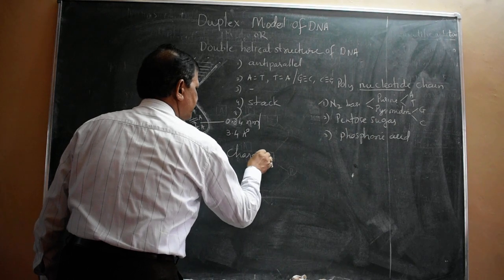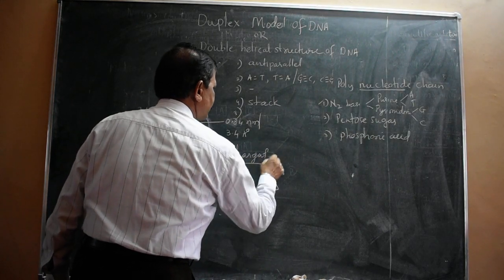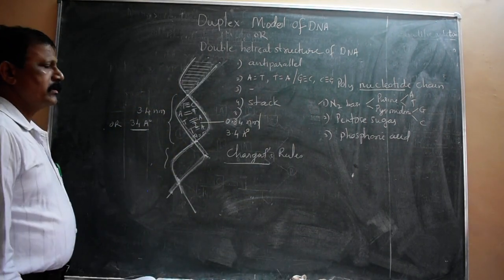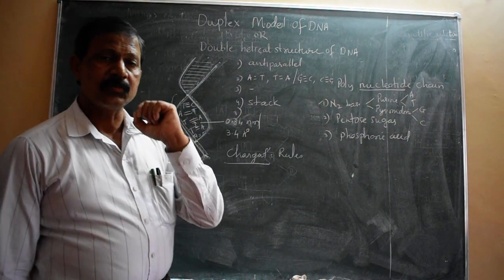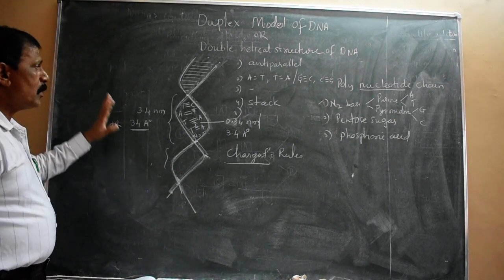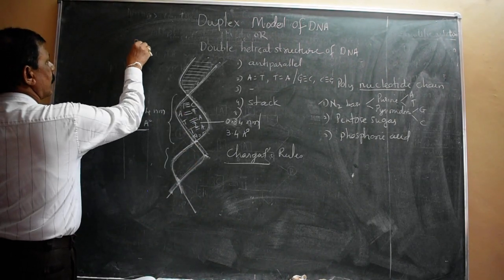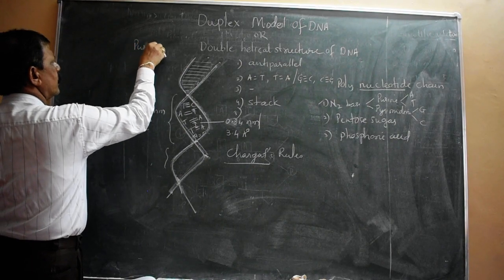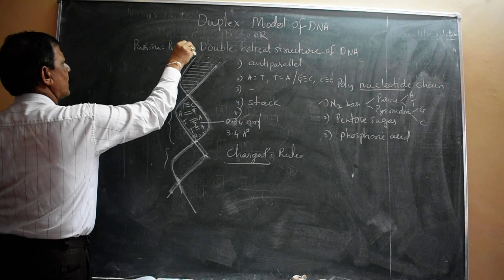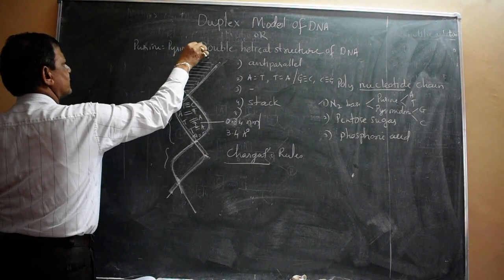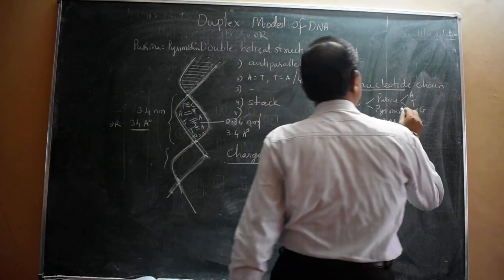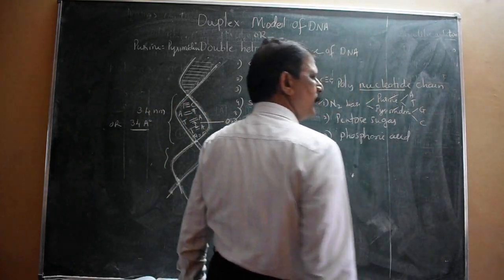And then one more characteristic feature is that this was first explained by Chargaff, and hence it is also called Chargaff's rule. What is this Chargaff's rule? According to Chargaff, the amount of purine present in DNA is equivalent to the amount of pyrimidine.